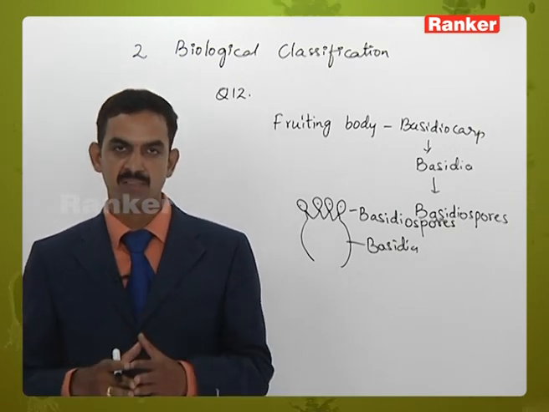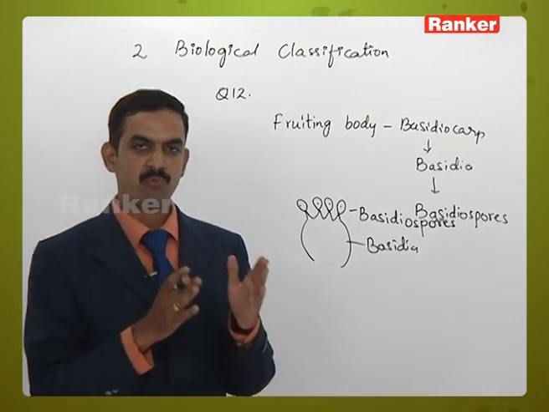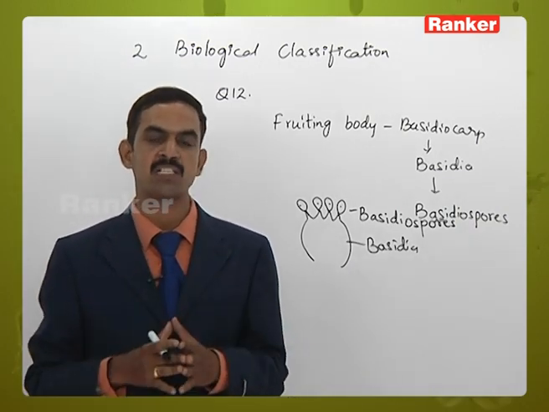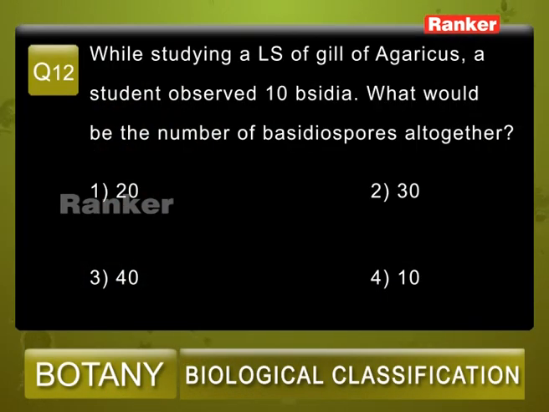So in the given question, 10 basidia are present. That means each basidium with 4 spores, and as 10 basidia are present, the total number of basidiospores is 40. Question number 12, the correct answer is 3.